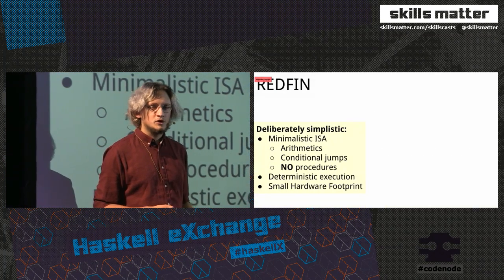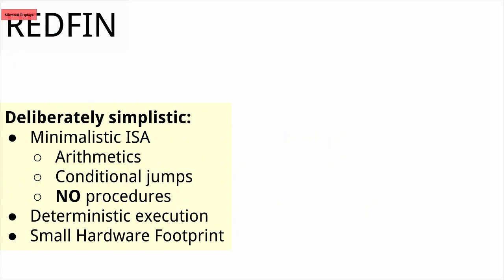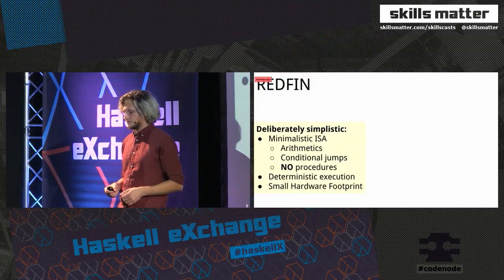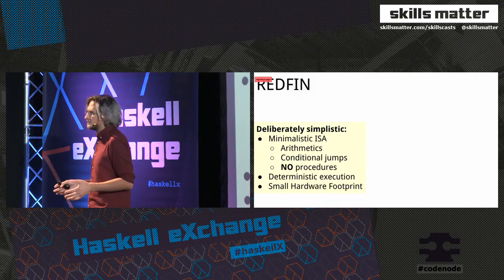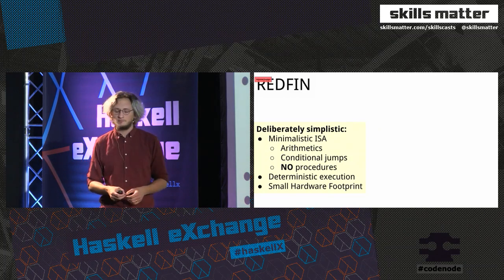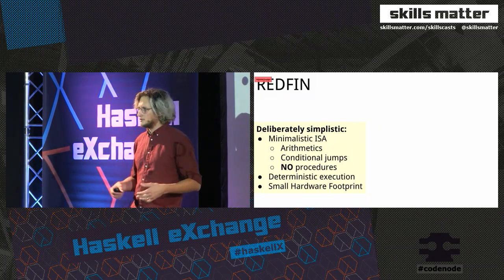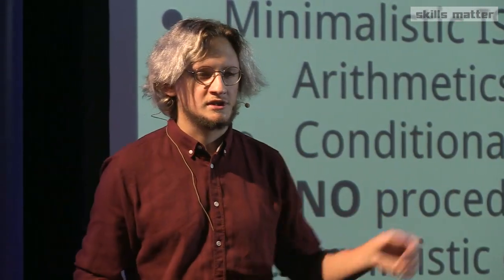So that's why Redfin is really minimalistic. It's just an instruction architecture that has arithmetical instructions, conditional jumps, and importantly, it doesn't have procedures. So you can't do subprograms with it, and that's beneficial, because the code must be simple. If a program you want to deploy to Redfin doesn't fit in, say, 200 lines of assembly, it shouldn't go to that processor. It should go to the central processor.